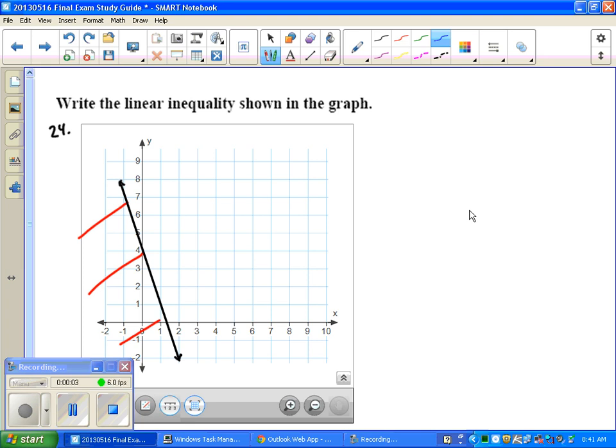This is our final exam study guide. This is part 3. We're picking up at number 24. Number 24 says write the linear inequality shown in the graph.